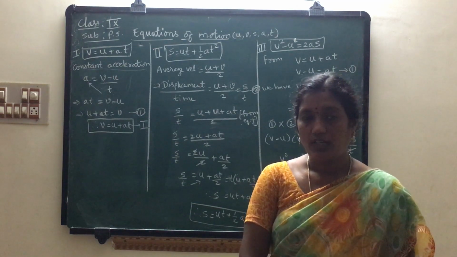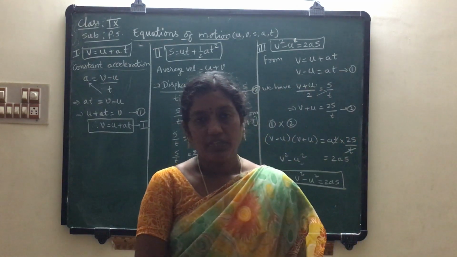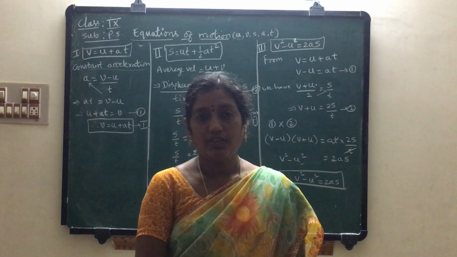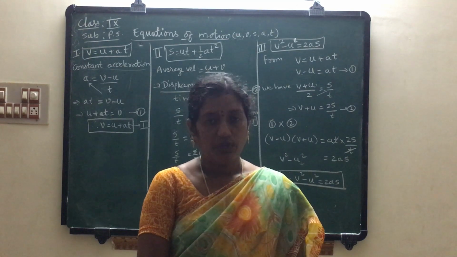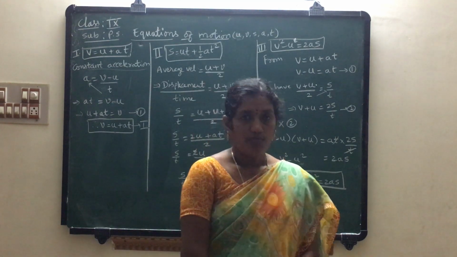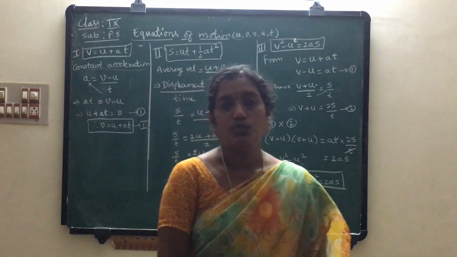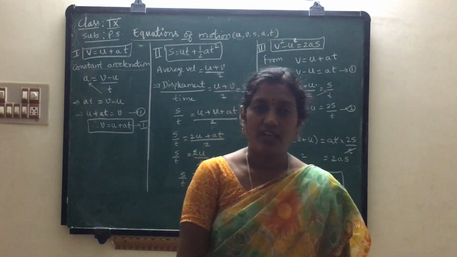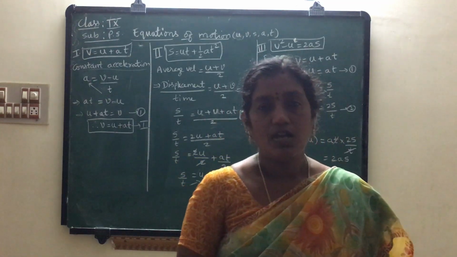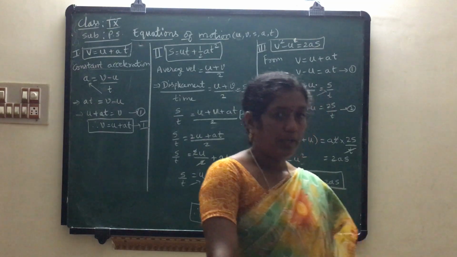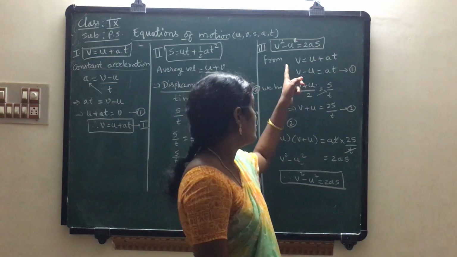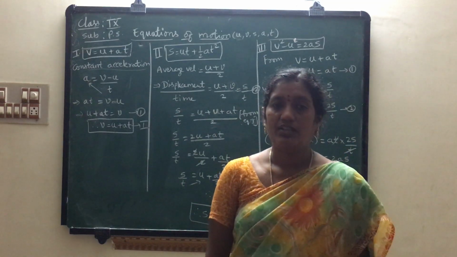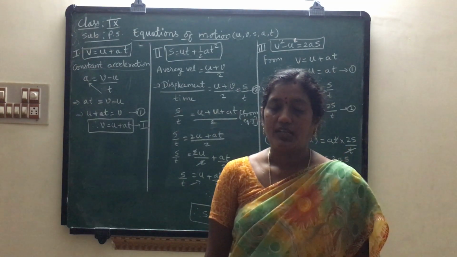Now we will go to the third equation of motion, that is v square minus u square is equal to 2as. For this one also we have to consider an object which is moving with initial velocity and final velocity, with some acceleration a, and it is having some displacement s, children. So for this one we have to start from the first equation of motion. What is the first equation of motion, children? v is equal to u plus at.